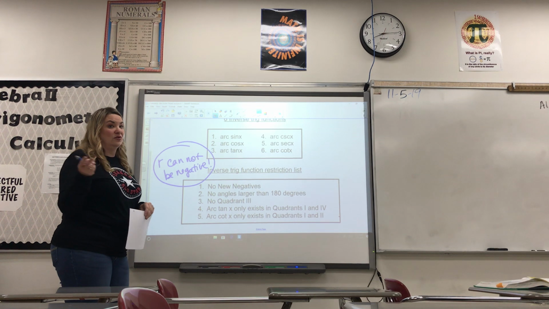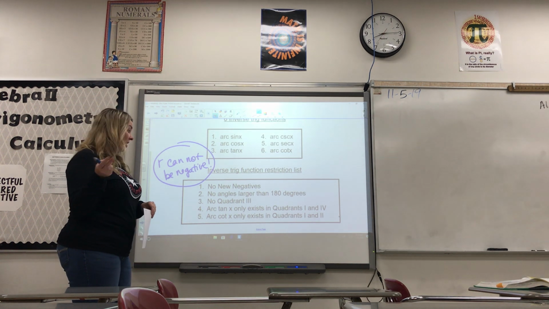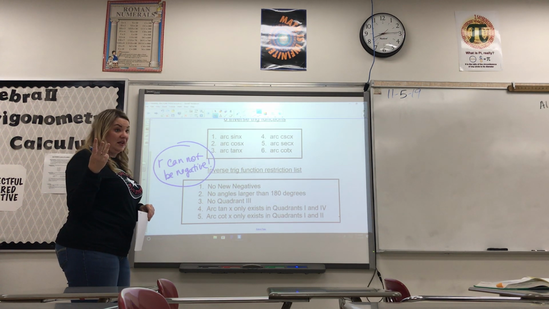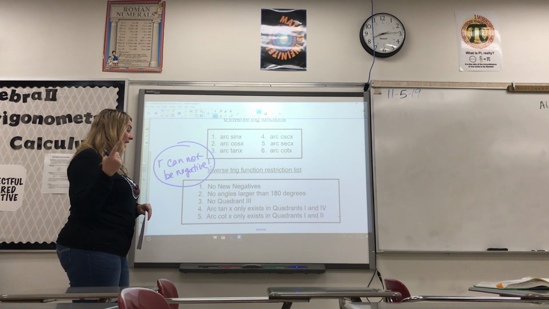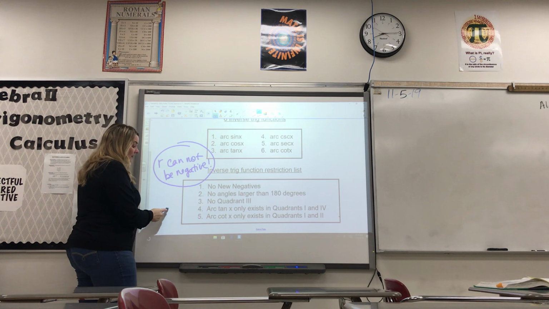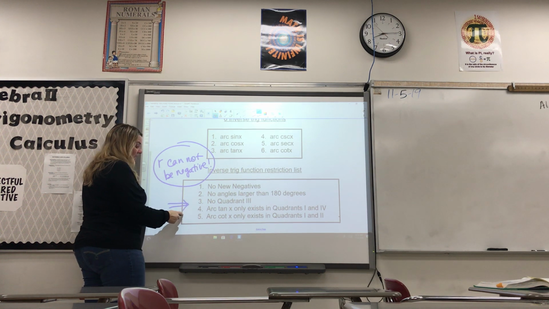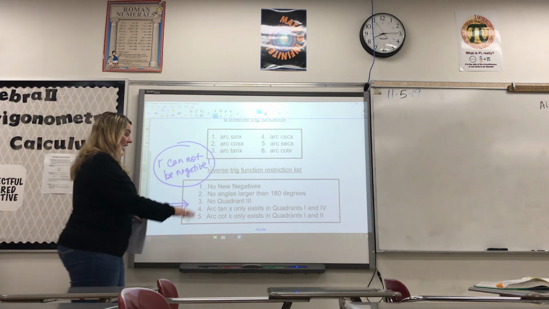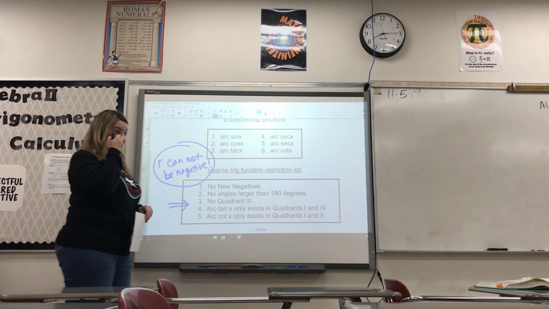No angles can be larger than 180. There's not any in quadrant 3. The arc tan, the tan can only be in 1 and 4, and the cotan can only be in 1 and 2. So this is a reference you'll see as we go along; these are the rules you have to follow.